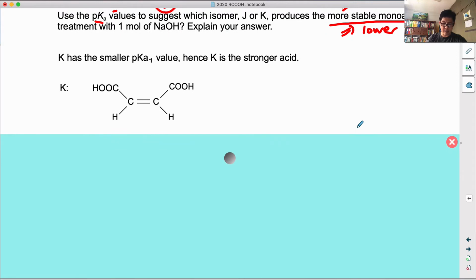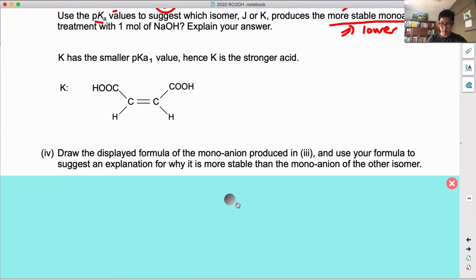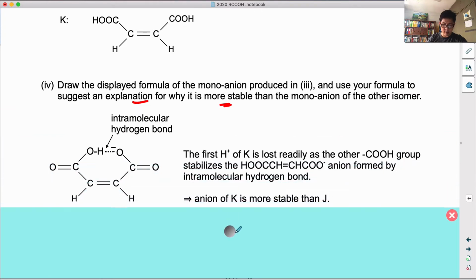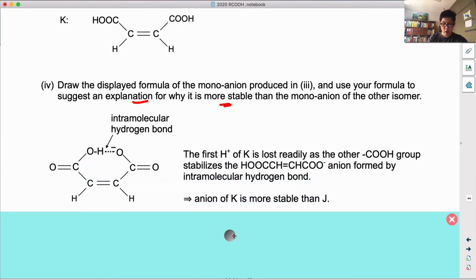They say draw the displayed formula of the mono anion produced and explain why it is more stable. So it was exactly what I mentioned. Hopefully you managed to draw this ion. You can call it intramolecular hydrogen bond, or you can also call it ion dipole. Why can you call it ion dipole? Because this is an ion, and OH here is a dipole, delta plus and delta minus. So the H plus is lost readily as the COOH stabilizes the COO minus anion. Okay, so where's the COOH?